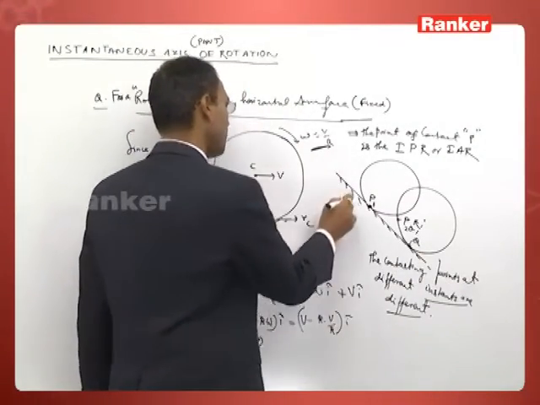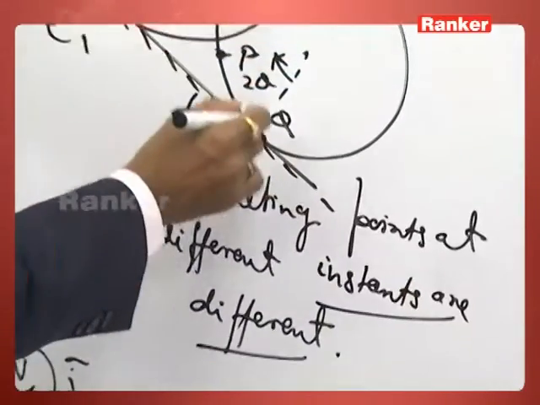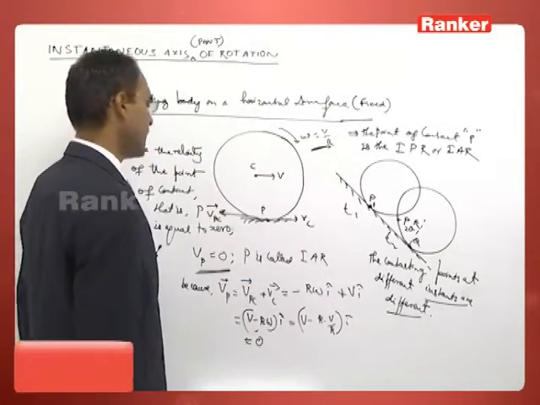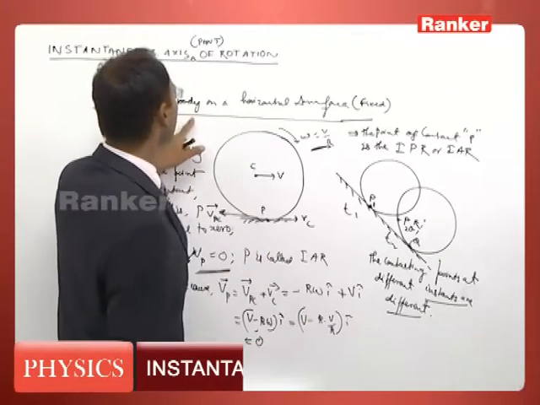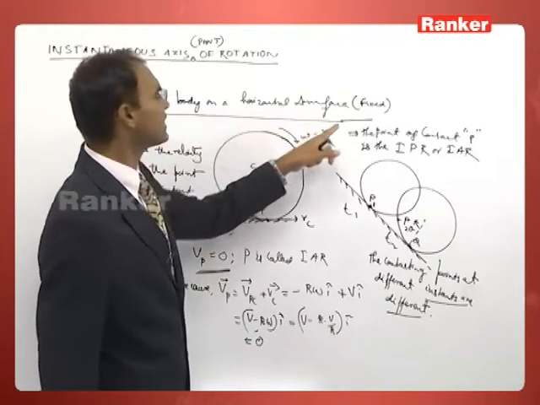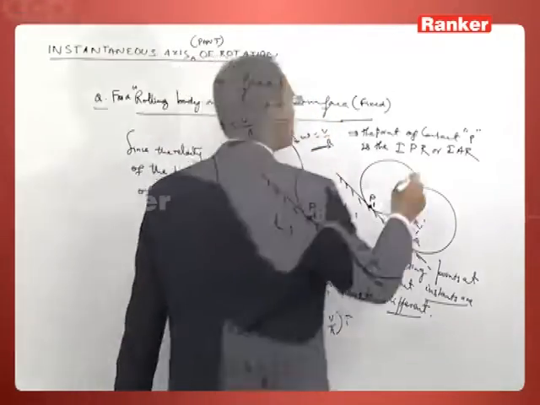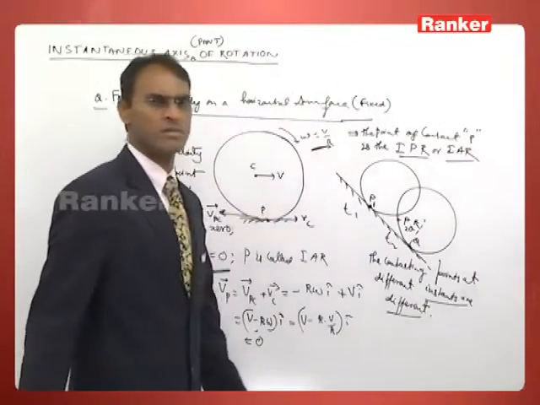At this instant T1, this is the contacting point. At another instant T2, this is the contacting point. Therefore, always the contacting point of a rolling body on a horizontal surface which is fixed is called the instant point of rotation or instant axis of rotation.